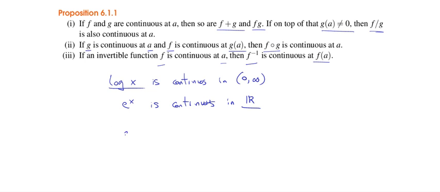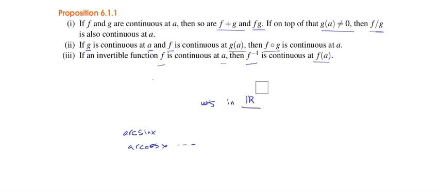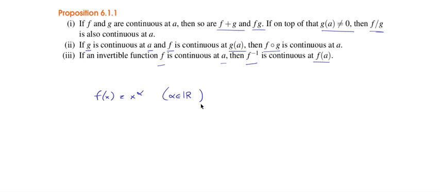We can also say the arc cosine, the arc sine, all of these inverse functions that we have seen are continuous because their inverses are continuous. Now let's see if we can use some of these properties to prove that the function f of x equals x to the alpha, where alpha is a real number, is continuous in (0, infinity).